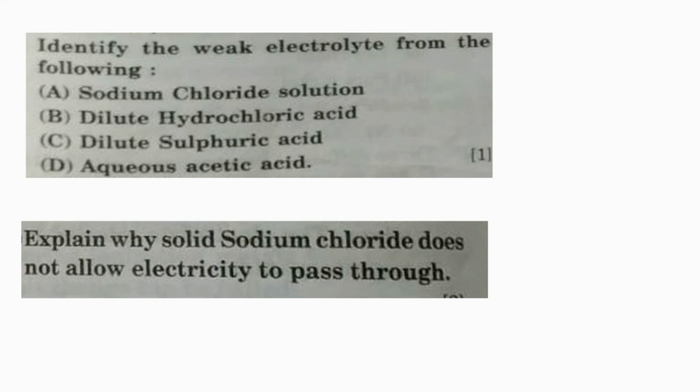Now see this one. Identify the weak electrolyte from the following. So they have given so many options. Sodium chloride is a strong electrolyte. What is the reason? It will be completely dissociating into positive and negative ions. Then what about hydrochloric acid? It's a strong acid. A strong acid will be a strong electrolyte also. Dilute sulfuric acid, that is also a strong acid, so that will be a strong electrolyte. And aqueous acetic acid is weak. What is the reason? It's an organic acid. It will be ionizing partially. So that will be the answer.